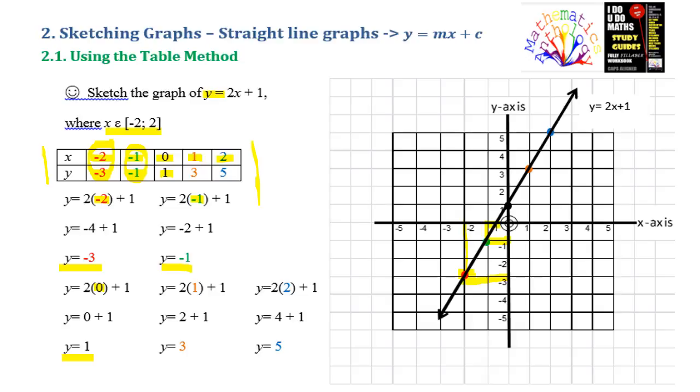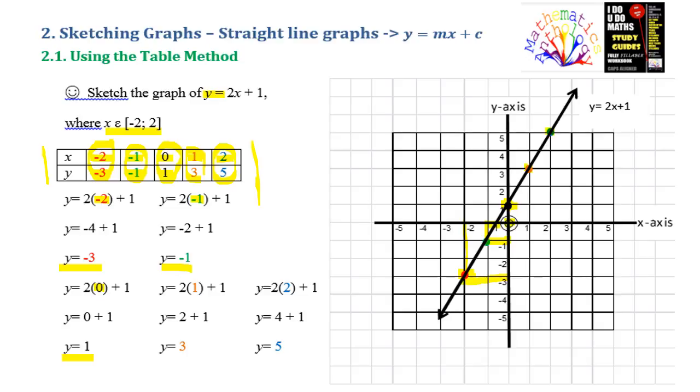My next set of coordinates is 0 and 1, where x is 0 and y is 1. So x is 0 here, y is 1 here. I plot those. My point is here. I can do the same for the next set of coordinates 1 and 3, and 2 and 5. And there are my points here, 1 and 3, 2 and 5.